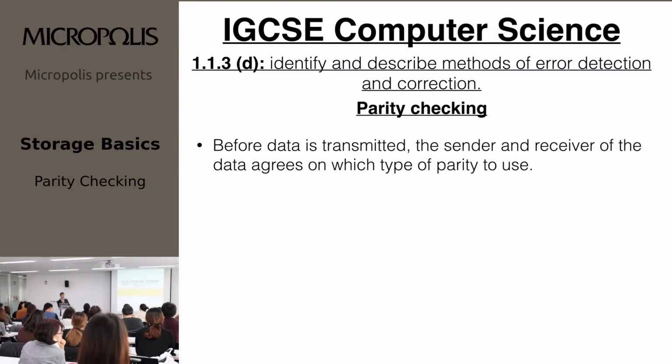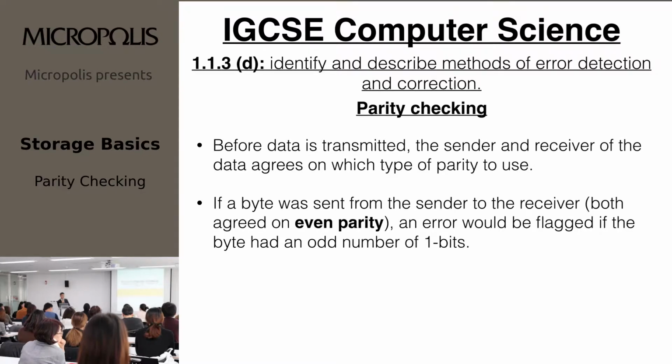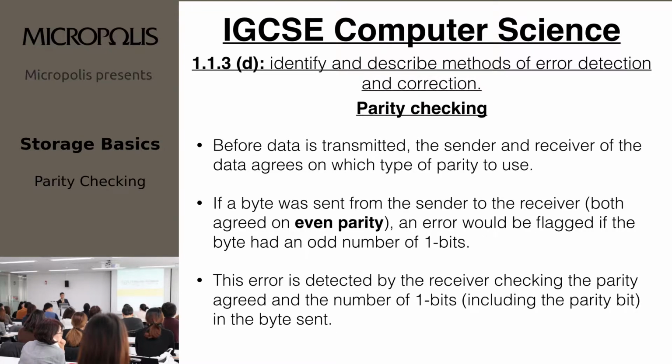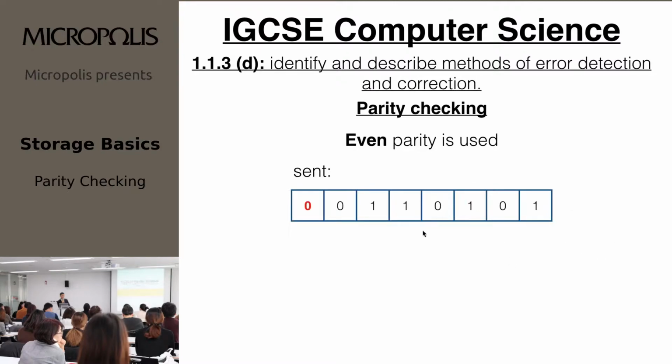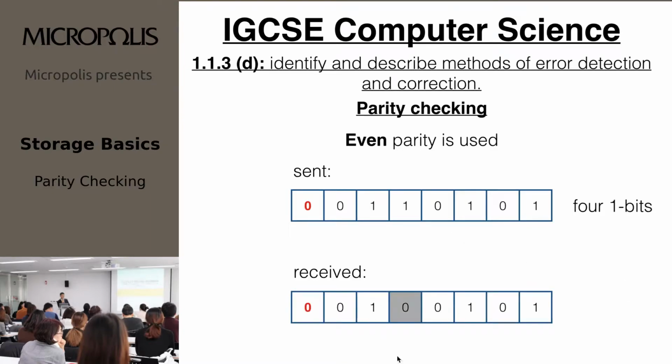Before data is transmitted, the sender and receiver of the data agree on which type of parity to use. If a byte was sent from the sender to the receiver, and they both agreed on even parity, an error would be flagged if the byte had an odd number of 1 bits. This error is detected by the receiver checking the parity agreed and the number of 1 bits, including the parity bit, in the byte sent. For example, if you were to send this, with this being the parity bit of course, and the receiver receives this, well, this is four 1 bits, and this is 3, so clearly an error has occurred in the transmission of this.